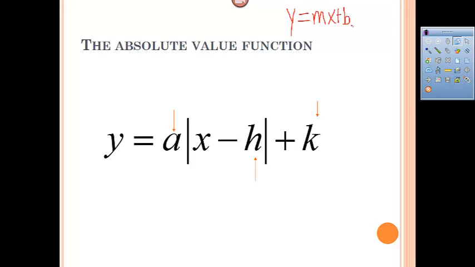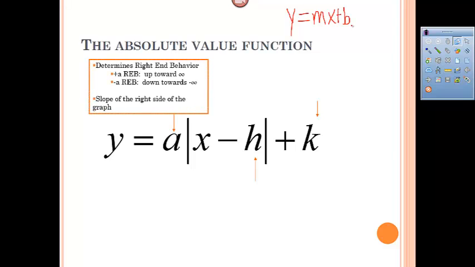The first thing you need to look at is the a value. What this basically determines is two things. One, if it goes up or down. If it's positive, that means it's going to go up, which means it's going to look like a V. If it's negative, that means it's going to go down, which means it's going to go like an upside down V. And the next thing that kind of determines where the V is going to go is the slope of the right side. So remember, slope is rise over run. That's from the previous lesson.